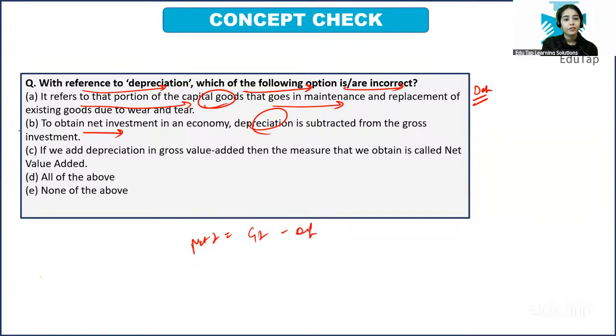Correct. If we add depreciation in the gross value added, do we get the net value added? No. In the gross, you have to deduct the depreciation. So this is incorrect, and that's why C is the answer.